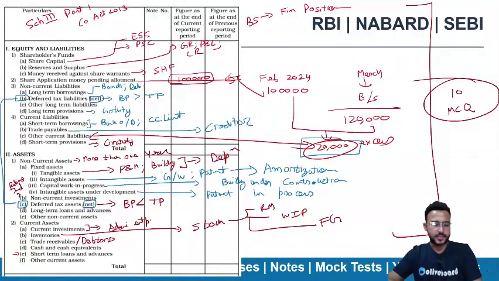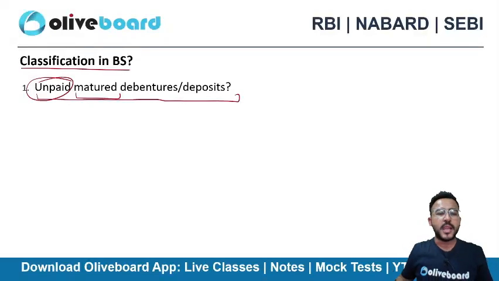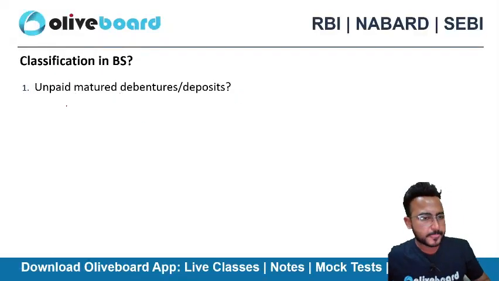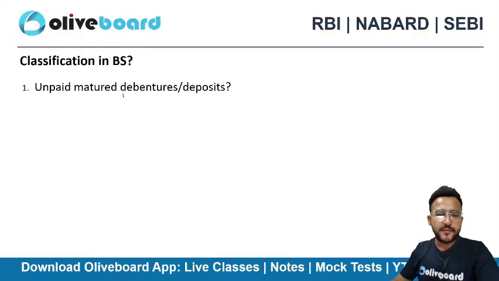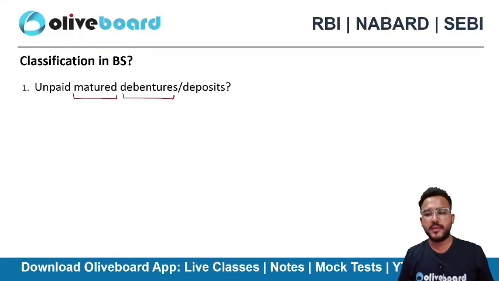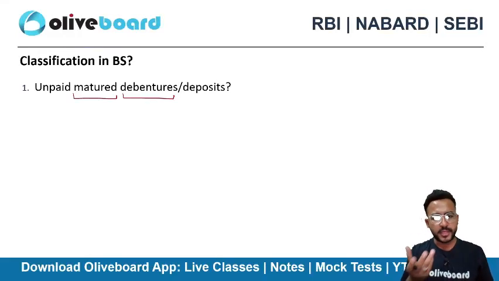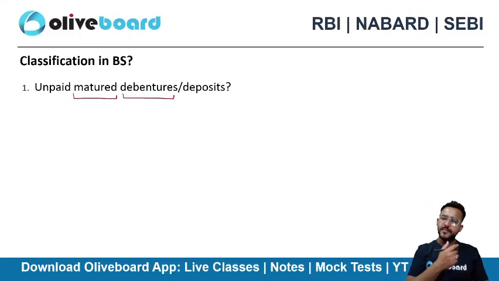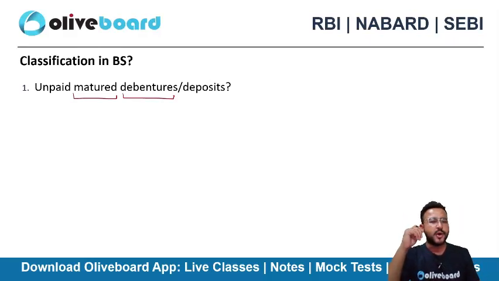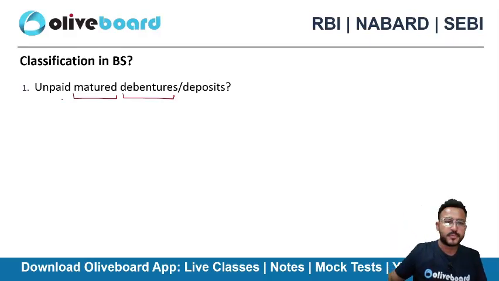Sure, I'll repeat the question. The question is: unpaid, matured debenture or deposits. You do have debentures, right? They are matured. Now you need to pay them, right? There is a maturity. Just like a loan has a maturity, debentures also have a maturity. So you had taken 1,00,000 rupees from the debenture holders. Now they are matured. You are yet to pay them. So now that's a liability.